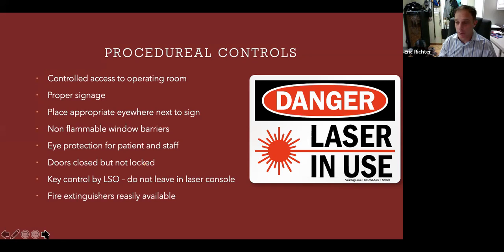Doors should be closed, but never locked. Then the key control: the key should be controlled by the laser safety officer, and you should never leave the key in the device, in the actual laser console, when it's not in use. And then you want to have fire extinguishers readily available.